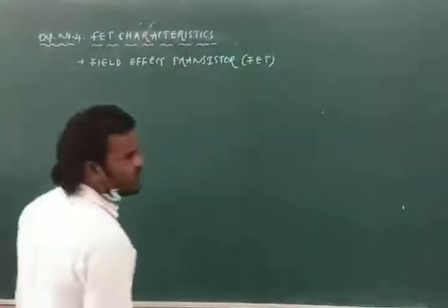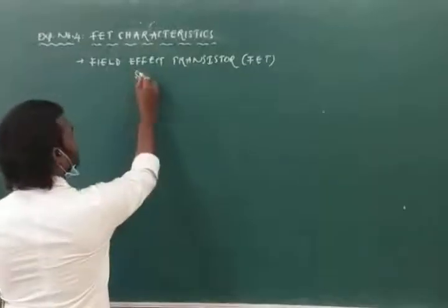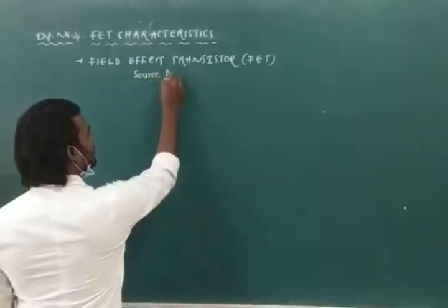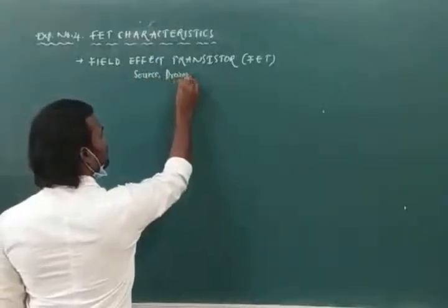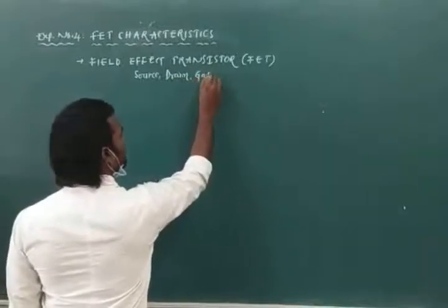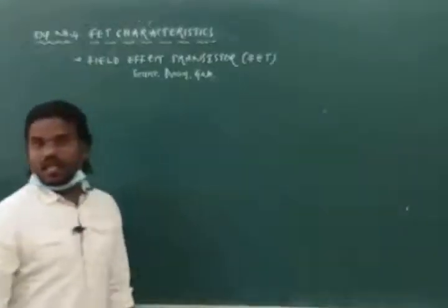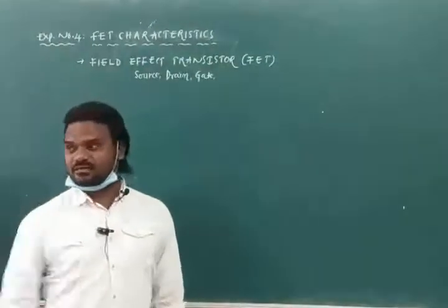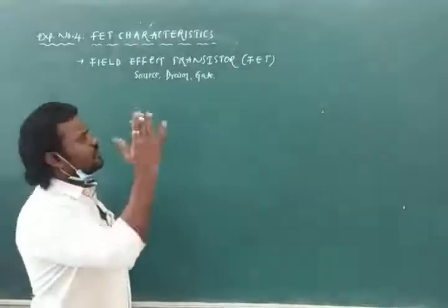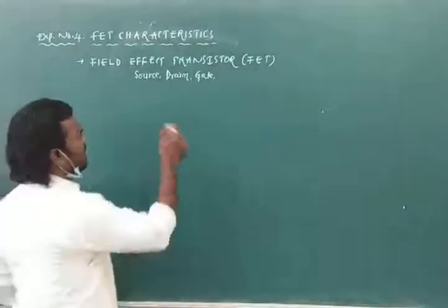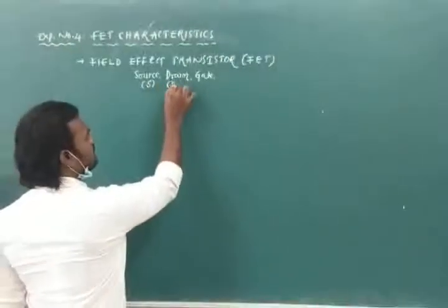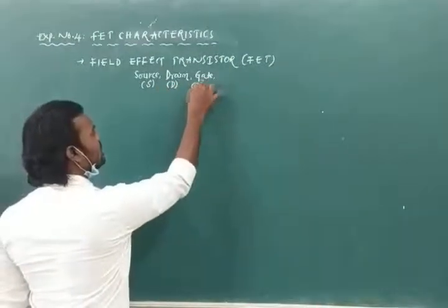FET will have 3 terminals. First terminal is called source. Next one drain. Next one is gate. What are the terminals for BJT? Emitter, base, collector. Terminals for the FET: source, drain, gate. Source can be denoted with capital S, drain with capital D, and gate with capital G.